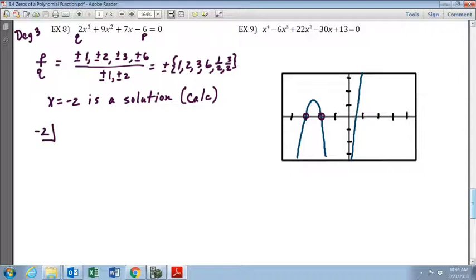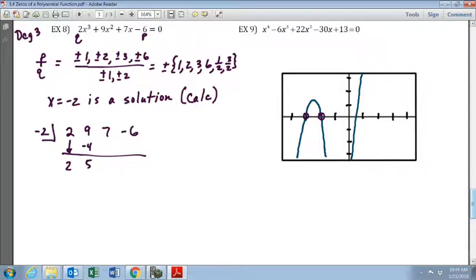In any case, we're going to have -2 in our box, and then our coefficients are going to be 2. Let's see, 9x squared, so 9, and then 7, and then -6. Notice we don't need to put any zeros in here because we're not skipping any of our powers of x. Go ahead and put your line in there, and we're going to drop the 2. And then remember, we got to multiply, add, multiply, add. So we multiply 2 times -2, we get -4. In our column here, we're going to add 9 and -4, we get 5.